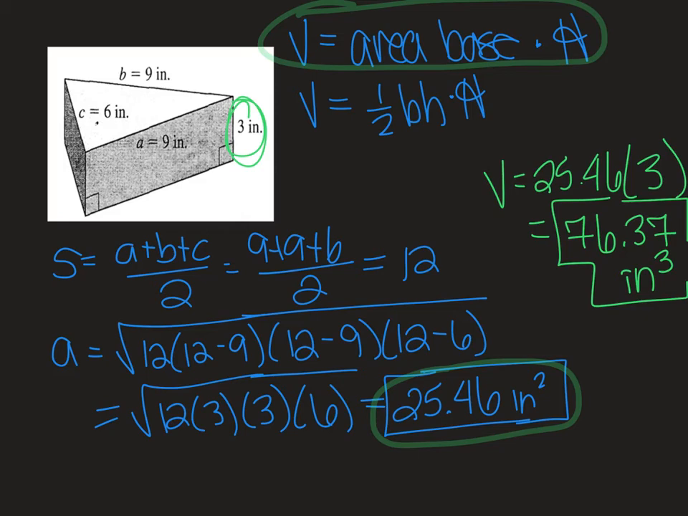And then you can look at those two values from the trapezoidal prism. Now remember that one was 84 cubic inches, and the triangular prism, we've gotten 76.37 cubic inches, to determine which one is greater. And of course that would be your trapezoidal prism.